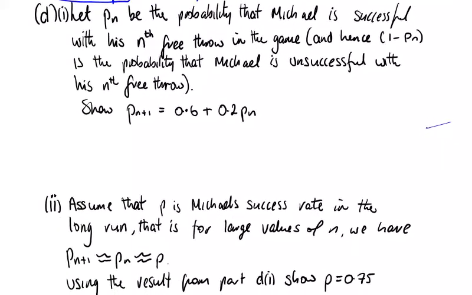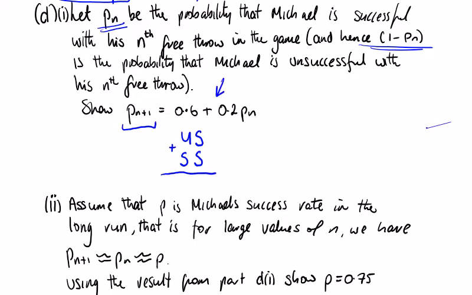Okay, part D. Let Pn be the probability that Michael is successful with his nth free throw. So Pn is success, and hence 1 minus Pn is unsuccessful with his nth. Show the probability of success on his nth plus 1 free throw is 0.6 plus 0.2 Pn. So what are the ways he can be successful on his n plus 1? There's the success. So he could have been unsuccessful previously or successful. So it's these two probabilities added together that will hopefully give us this right hand side.